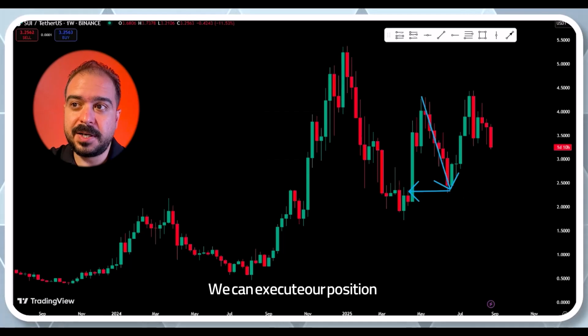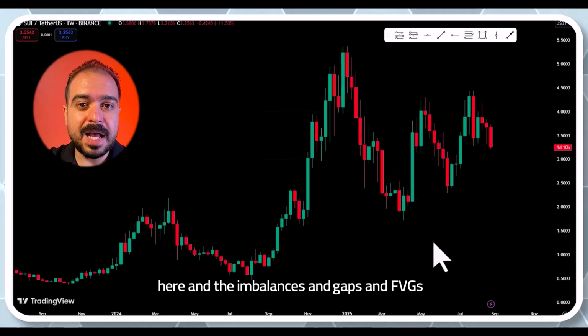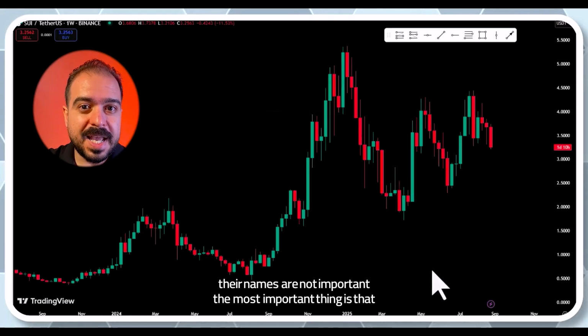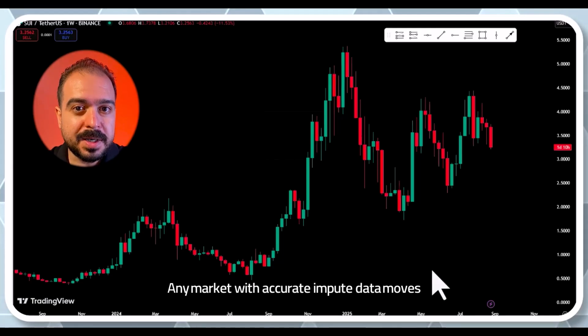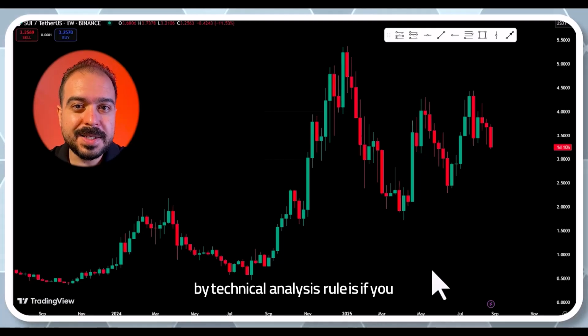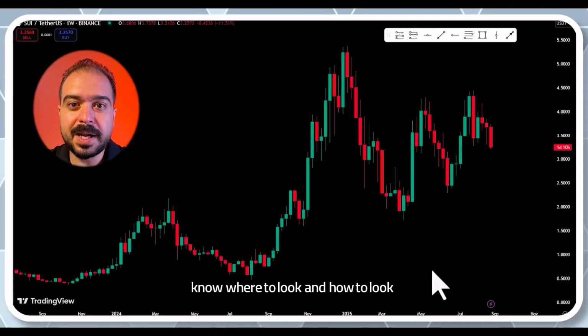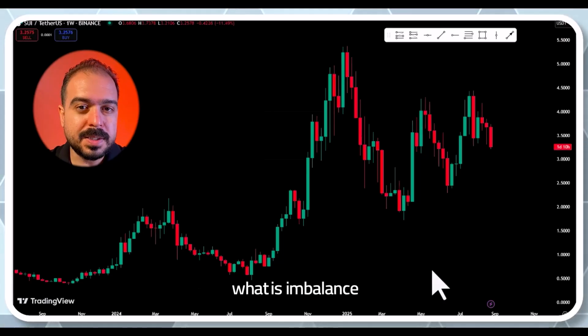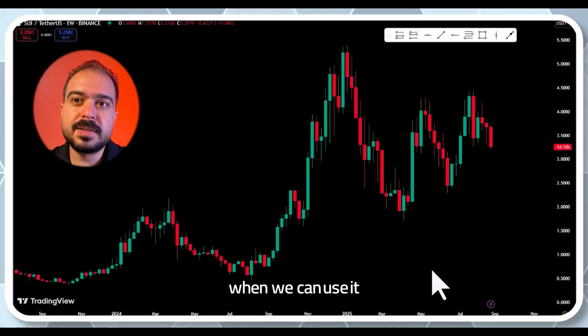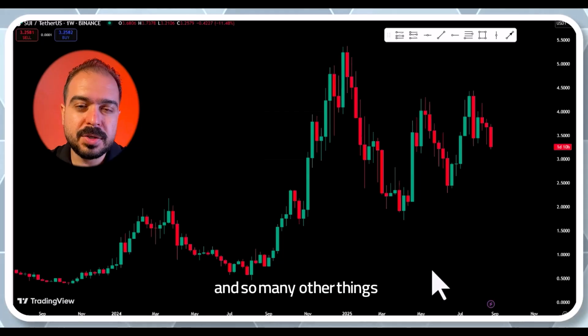The imbalances, gaps and FVGs, the names are not important. The most important thing is that you know where to look and why to look. As I've said before, any market with accurate input data moves by technical analysis rules. If you know where to look and how to look, we will talk about it more later: what is an imbalance, when we can use it, how we should use it, and many other things.